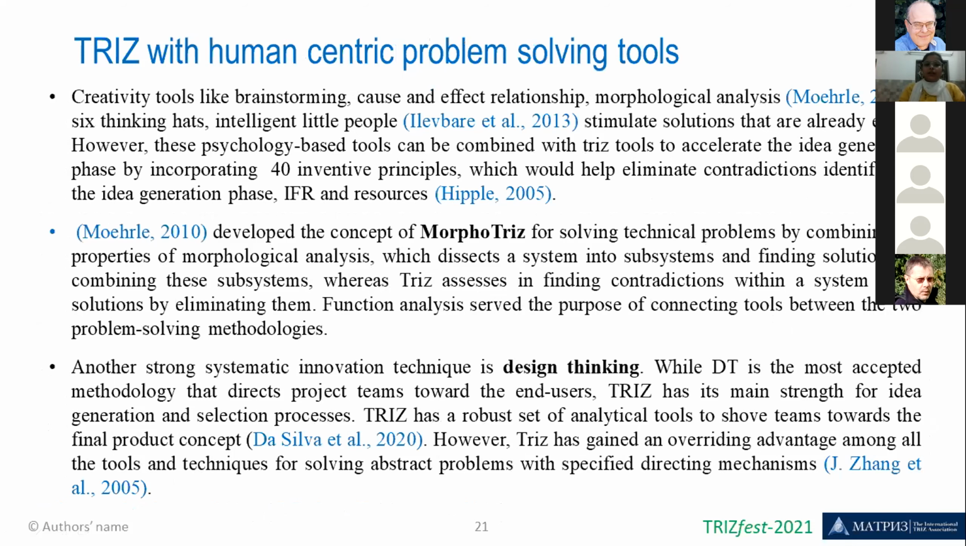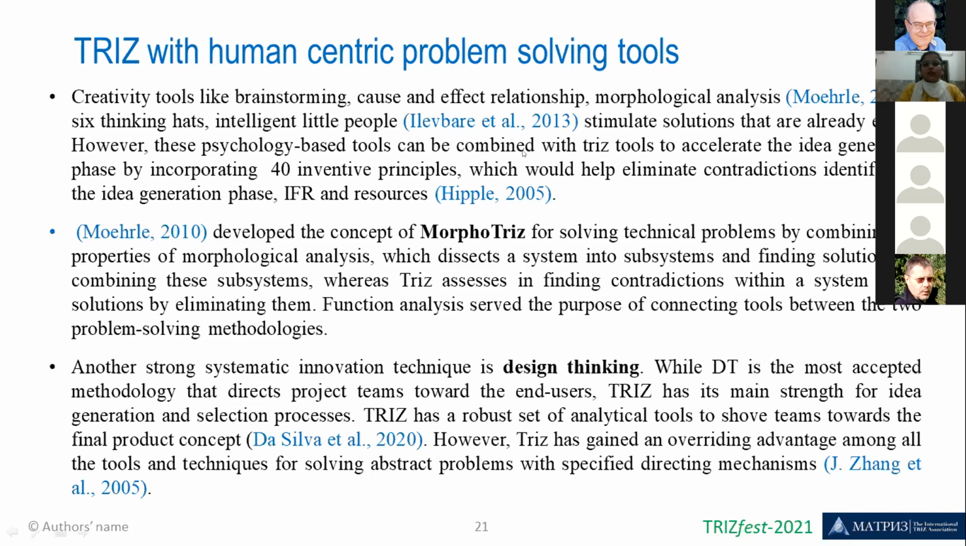Then TRIZ with human-centric problem-solving tools. As I have also stated earlier, TRIZ has been used in combination with other problem-solving tools, and now, for the purpose of solving business management problems, or as Valeri has stated, to solve open-ended problems, TRIZ has started being used with human-centric tools like morphological analysis or design thinking, and creativity tools like brainstorming, cause and effect relationship, morphological analysis, six thinking hats, and intelligent little people, which stimulate solutions that already exist.